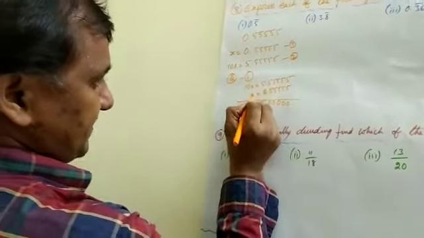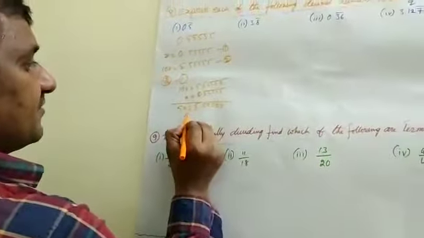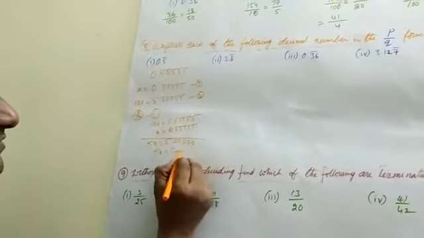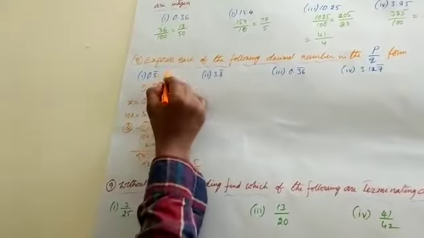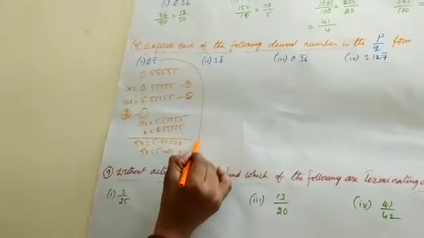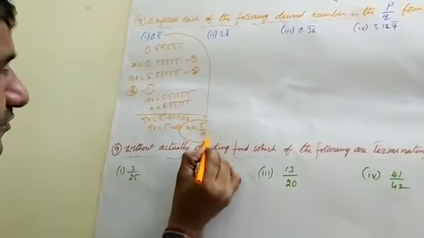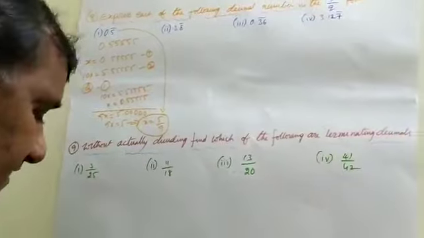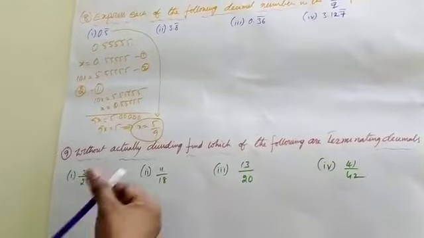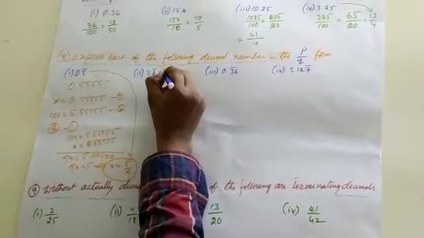Therefore, 10x minus x means 9x. Here, therefore, 9x is equal to 5. Similarly, x is equal to 5 by 9. This is the P by Q form of 0.5 bar. P by Q form of 0.5 bar means 5 by 9. Next, same like this is homework for you.